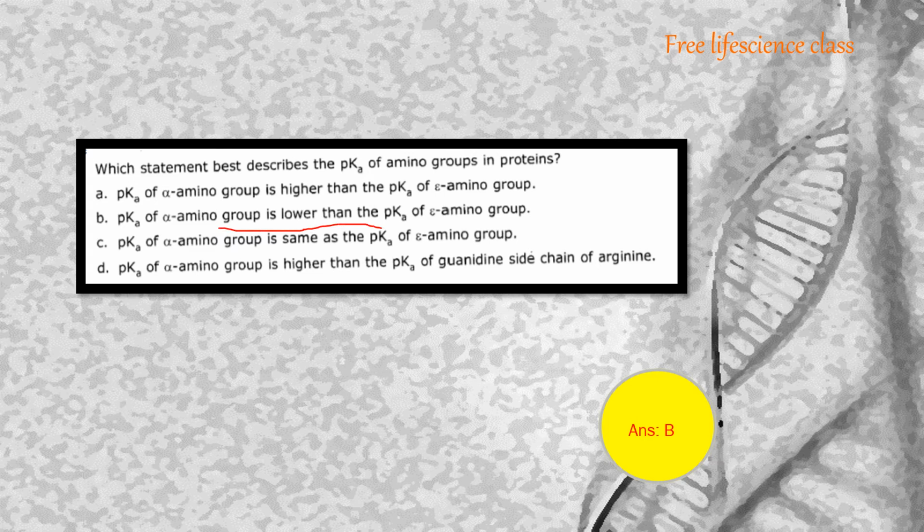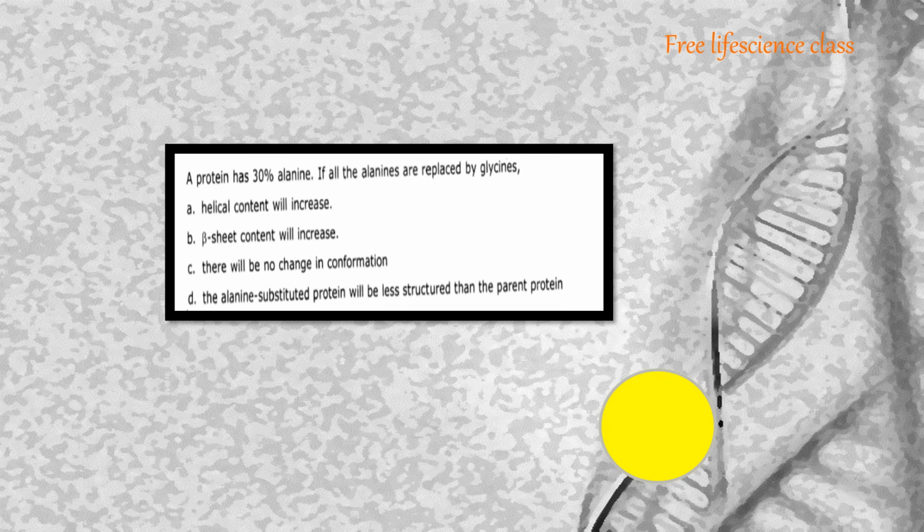Okay, always remember this. The next question is: a protein has 30% alanine. If all the alanines are replaced by glycine, what happens?